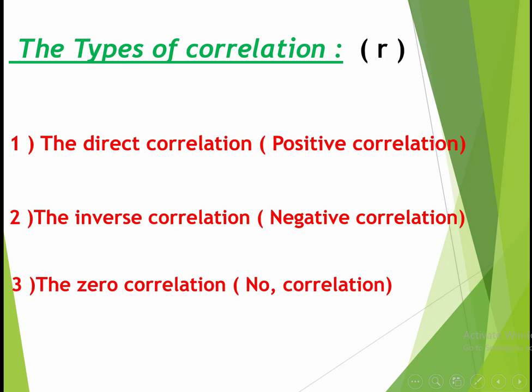It means no correlation. So positive, negative, and 0. Okay? Positive means it's direct. If the value of R is positive, the type is direct correlation. If R has a negative value, the type is an inverse correlation. When R is 0, it means no correlation.